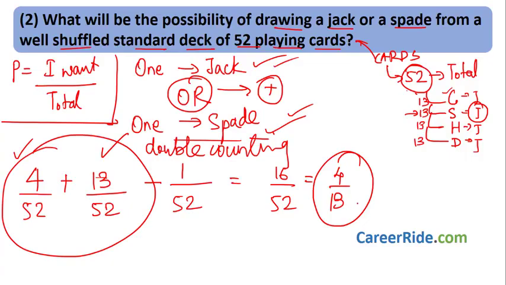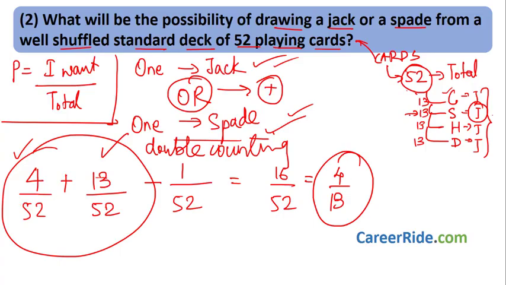Now again I will explain why we subtracted 1 by 52. First, the probability of choosing a jack is nothing but 4 by 52, because there are 4 jack cards in a deck. I can choose any one of them, so there are 4 choices. So the probability is 4 by 52, what I want divided by total. Plus, what I want is a spade card.